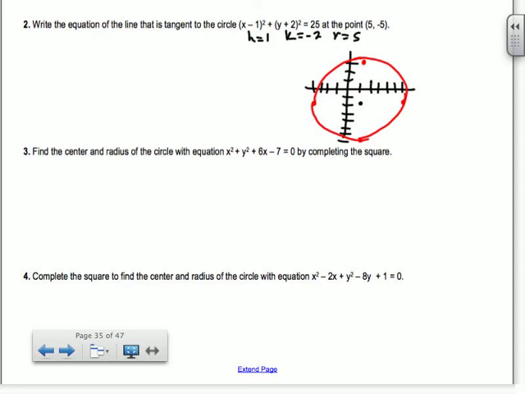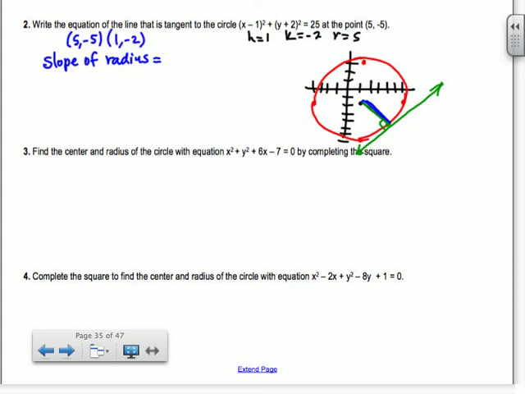Okay, and you're finding the tangent at the point 5, negative 5. So 5, negative 5 is over 5, down 5. So somewhere around here. So we want this tangent line. So what we need is the line to the center. That's a 90-degree angle. Okay, you can find the slope of the radius. So slope of the radius. So your slope of your radius, that's going from the points 5, negative 5, and the center, 1, negative 2.